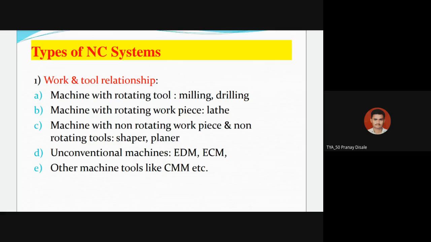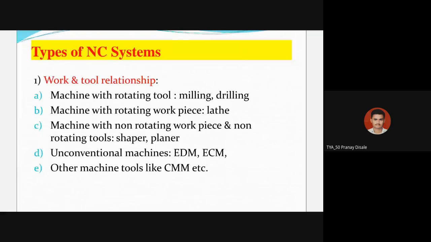A very interesting chapter, a very interesting article is there. Now, types of NC system. There are a lot of types available. The first type is according to the work and tool relationship. According to the work and tool relationship, five types are available. The first type is the machine with rotating tool.